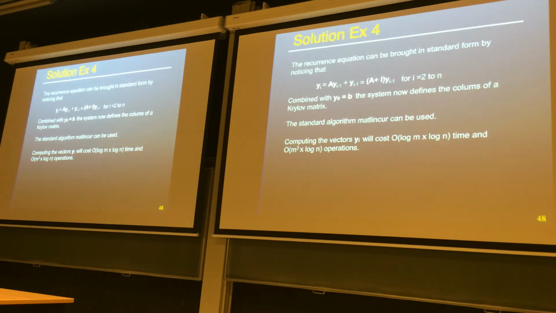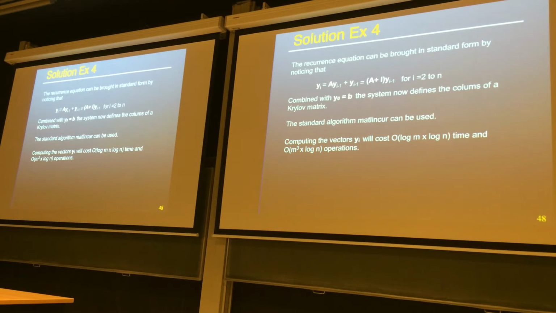And for this Krylov system, we know, or you should know, that we need O(log n times log m) time: log m for the matrix multiplication, and log n because we have n of these entries, and O(n³ log n) operations. So this is a very simple one. The only thing you should be aware of is forming this new matrix.